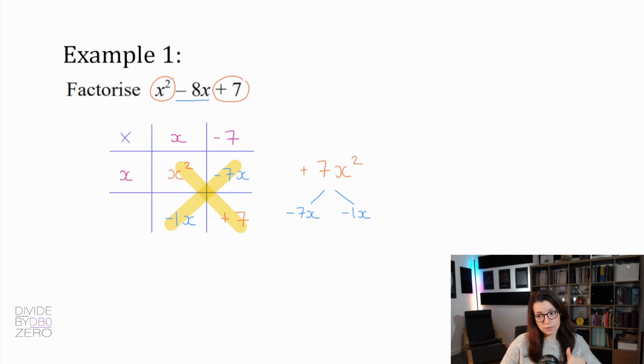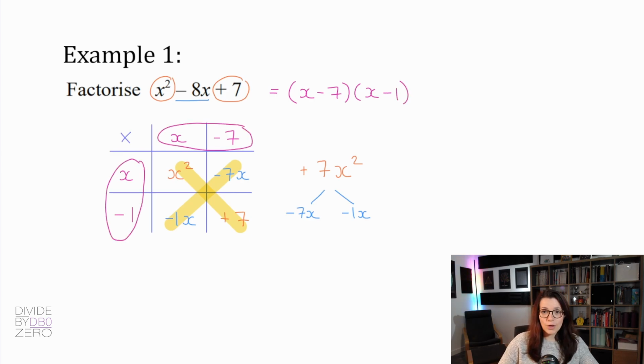Now if we look at the columns, x times minus 1 would give us minus 1x. And then just to check, minus 7 times minus 1 does give us plus 7, so that looks good. That means the answer is two brackets, first bracket x minus 7, second bracket x minus 1. And those come from here. They can go in either order.